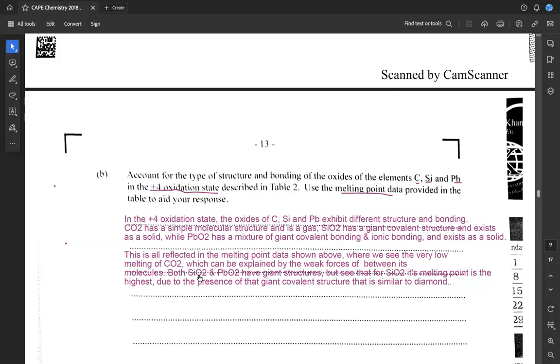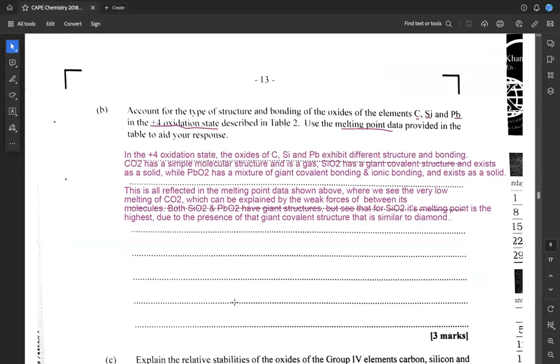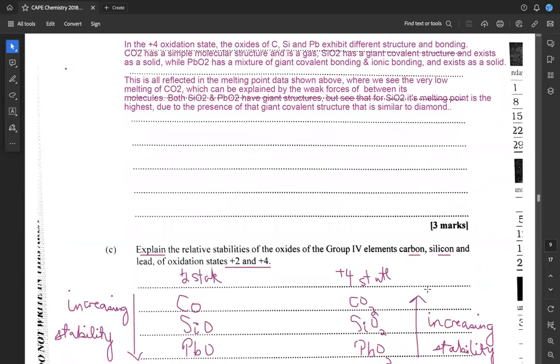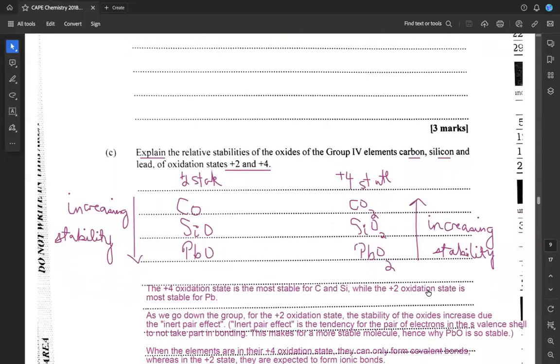And silicon dioxide is like that. And that's why its melting point is the highest of all the three here in that +4 oxidation state, okay? So that's how we would account for that. And that's for 3 marks, so that's good. So then we move on to part C of that question.